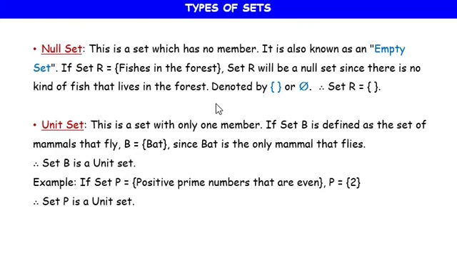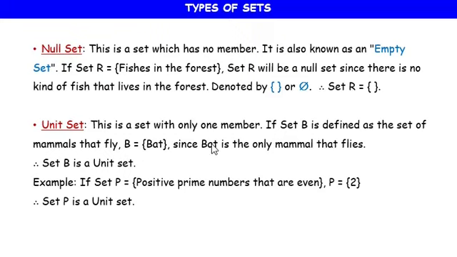Let's move on to the next type of set. We have the unit set. This is a set with only one member, just one member. If I ask you to list the members of set B, and I say set B is a set of all mammals that fly, the only mammal you can make mention of is the bat. So the bat becomes the only member in set B.